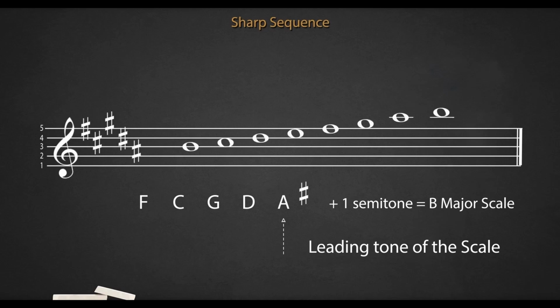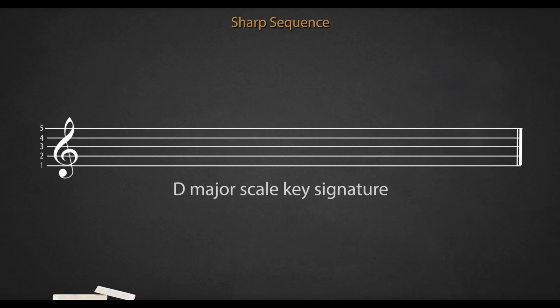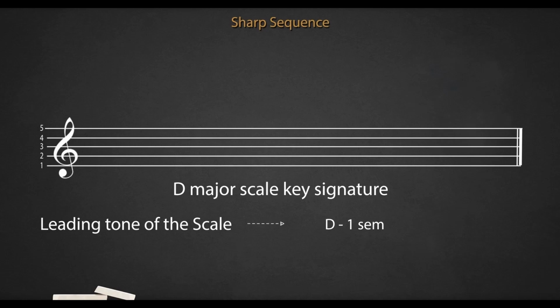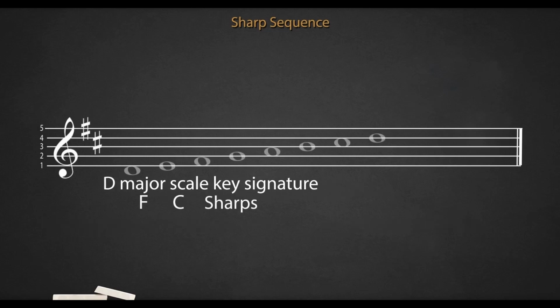If we see it backwards now, which is D major's key signature? What should we do? We have to find the leading tone of the scale, which is a semitone from the tonic. D minus 1 semitone equals C sharp. So D major has all the sharps of the series until C sharp. D major key signature is F and C sharps.